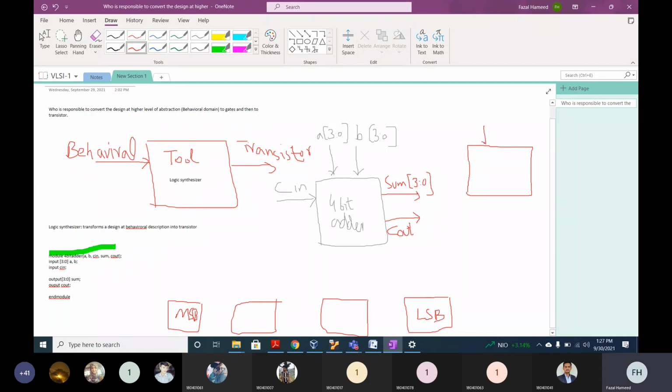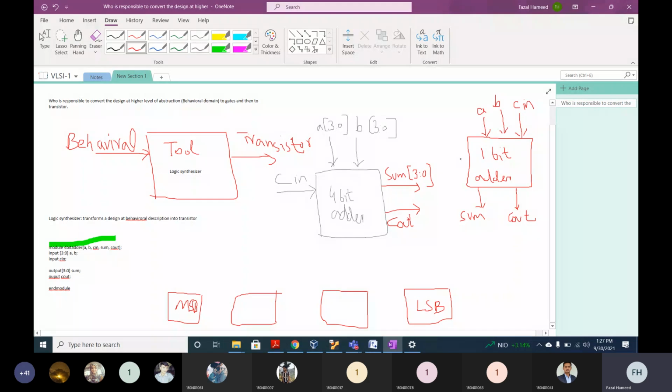So the 1-bit adder inputs are A, B, and C in. This is the block diagram of a 1-bit adder. What will be the output? Sum and C out. So this is the block diagram of a 1-bit adder, with sum and C out.